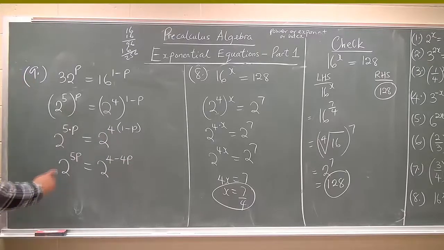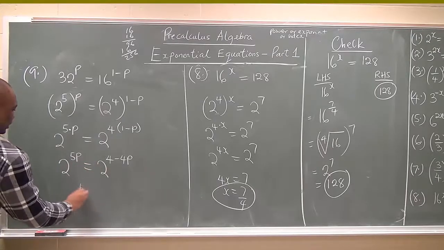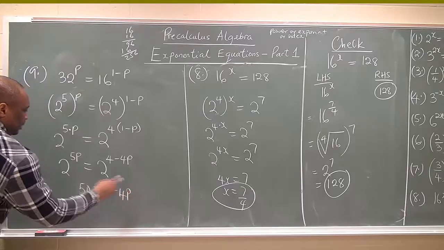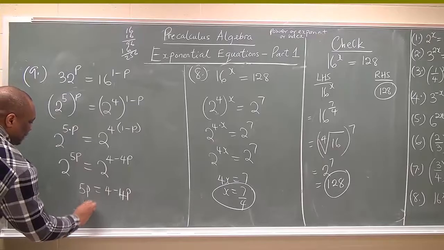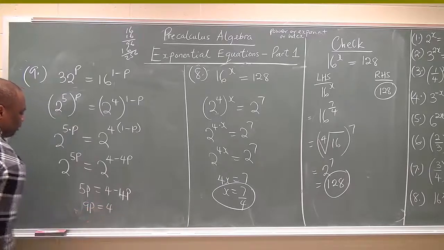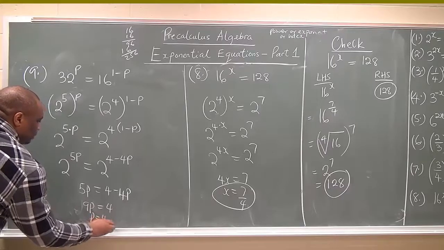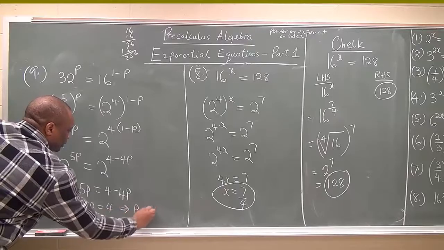Okay? And then they have the same base now, so you can equate their exponents. So 5p is equal to 4 minus 4p. So minus 4p comes over here. This is now 9p equal to 4. So p will be equal to 4 over 9. p is equal to 4 over 9.